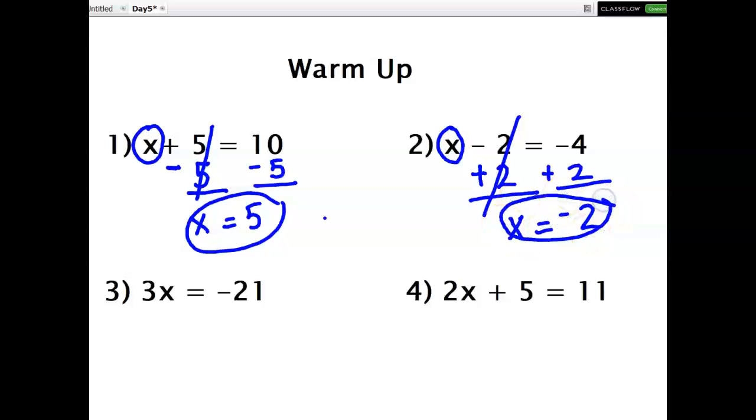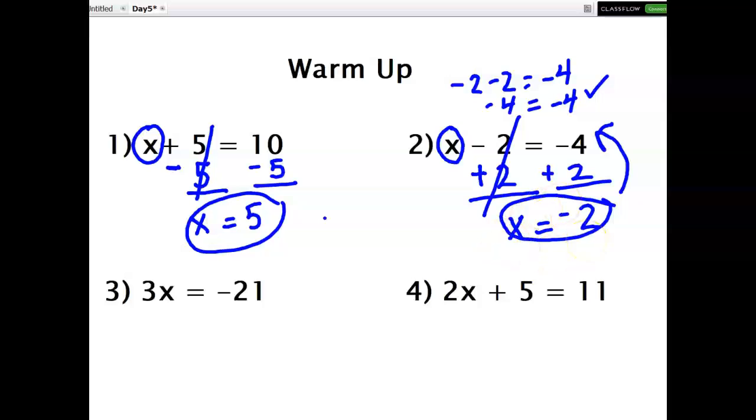All right, so if we did the check step and we took negative 2 and we plugged it back in here, we would get x is now negative 2 minus 2 equals negative 4. And when we figured it out, we would actually do the check step. We'd see that negative 4 is negative 4. So that's how we do the check step. You take the answer and you plug it back in.